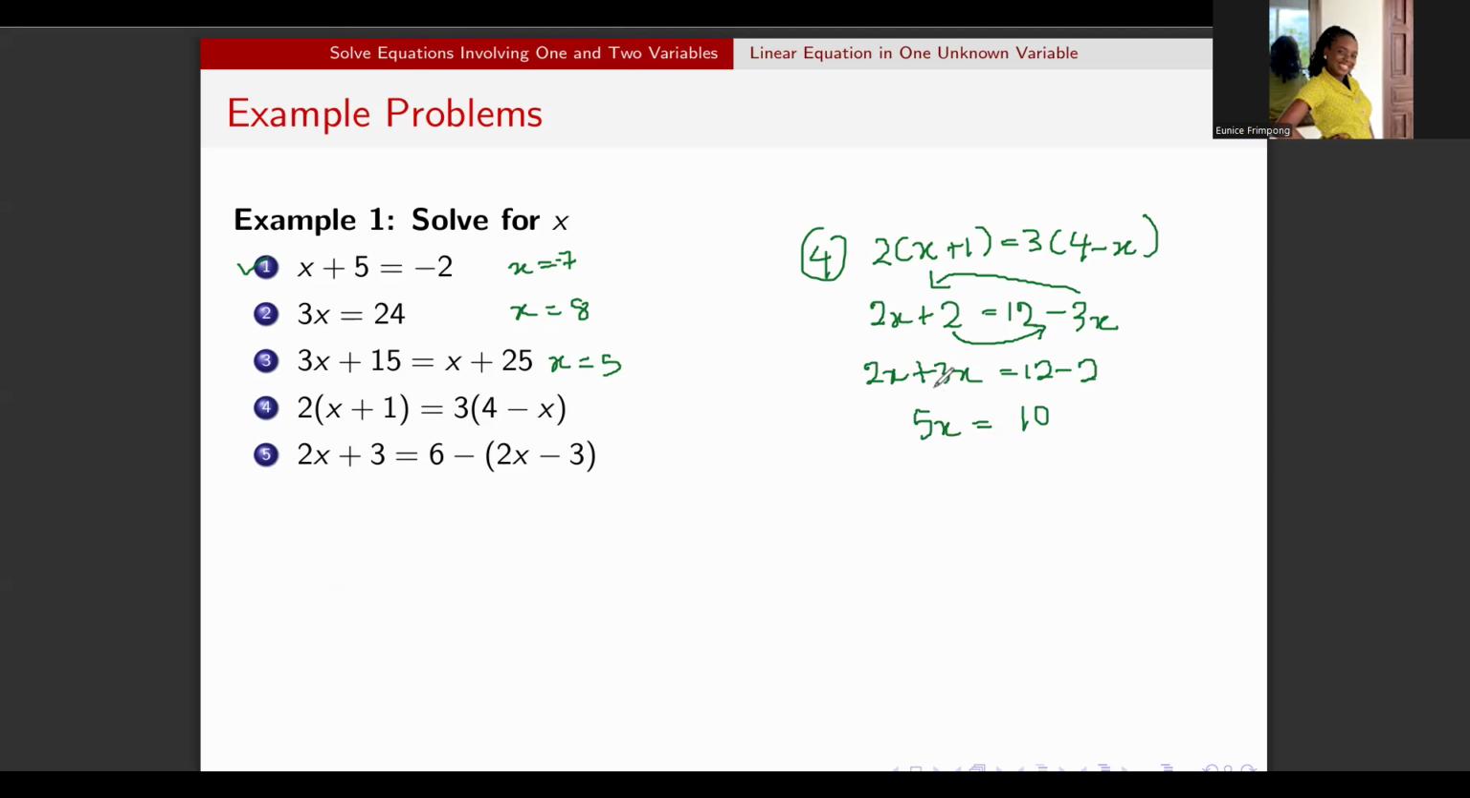Now I have 5 times x. To let x stand alone, I'll have to divide both sides by 5. Now this 5 will cancel out. 5 goes into 10 two times, and then my x is equal to 2. So finally, for number 4, x is equal to 2.